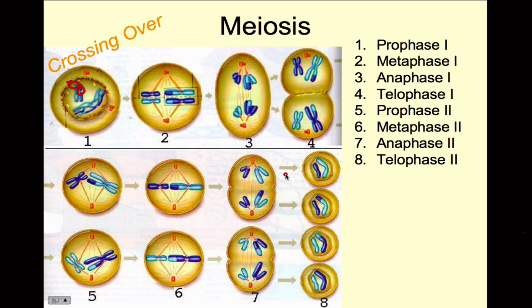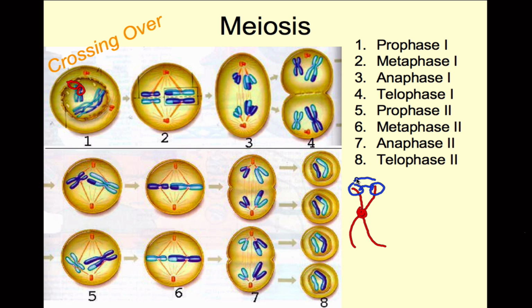Okay, so you have these chromatids, they're connected in the center by the centromere, and a small piece of this might trade places with a piece of this side.